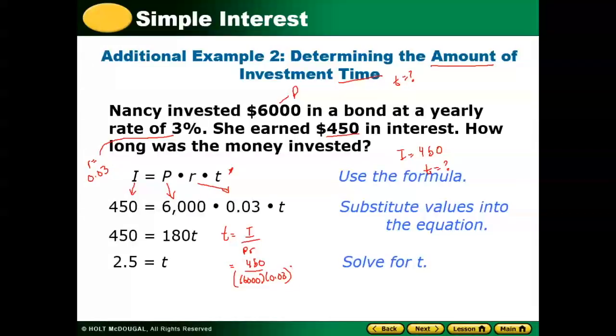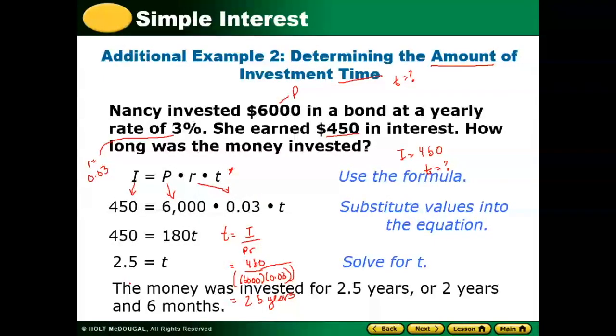So if you're going to plug this into a calculator, make sure that you use brackets on the bottom to tell the calculator to do this first, or you could do it in parts. But when you plug this all in, you will still get the answer of 2.5 years. So remember, time is always in years. So the money was invested for 2.5 years or 2 years and 6 months. But 2.5 years is fine to say.